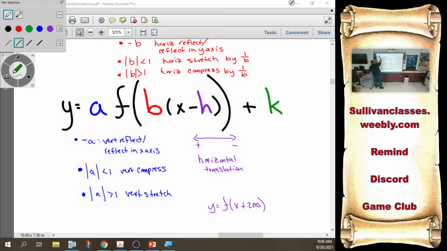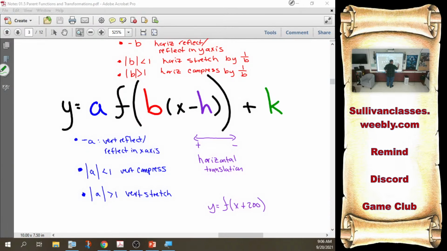And then finally, K is my vertical translation. It is outside the grouping of X. So it just does what it says. Whatever you have, I'm going to add to it. Okay?